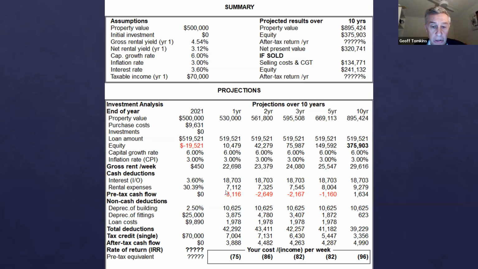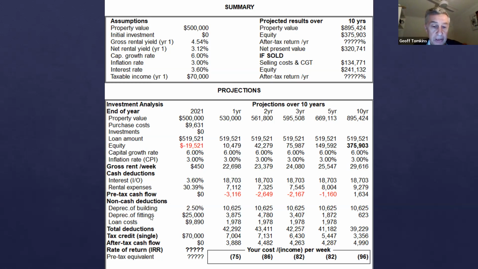Rental expenses are $7,112. The annual rental expenses are those figures we went through earlier: rates, insurance, property management, etc. They'll be in the breakdown in the summary sheet. Depreciation: as we mentioned, we can claim depreciation of 2.5% over the first 40 years. So in year 1 of this property, it's $10,600, and you can see that's the same for each of the next 10 years.